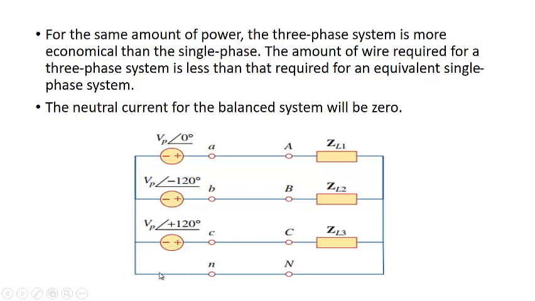You can see we have a neutral wire over here. Here we have an actual neutral wire, because there will be no current flowing through this. When there is no current flowing through this, the wire placed over here requires a very small cross-sectional area. So in that case, the wire required may be less.